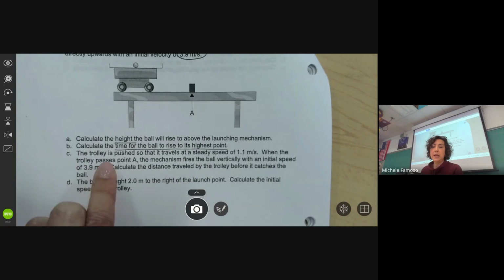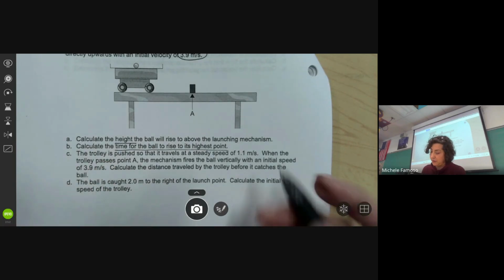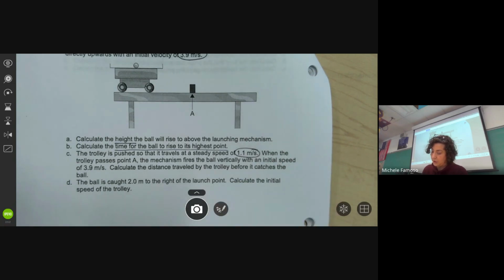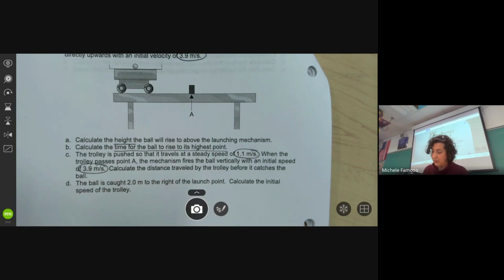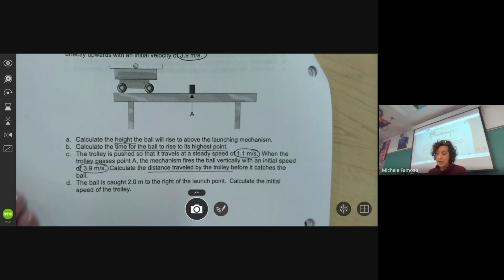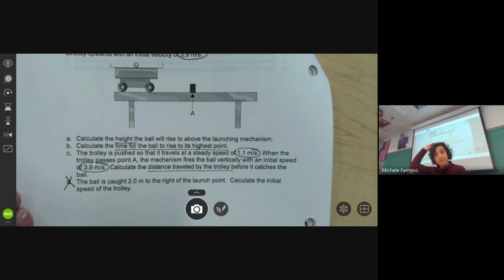Then in part C, if I push the trolley so it travels at a steady speed of 1.1 meters per second, when it gets to point A, the mechanism fires the ball vertically with an initial speed of 3.9 meters per second. Now I want you to find the distance traveled by the cart before the ball is caught. And we are not going to do part D.